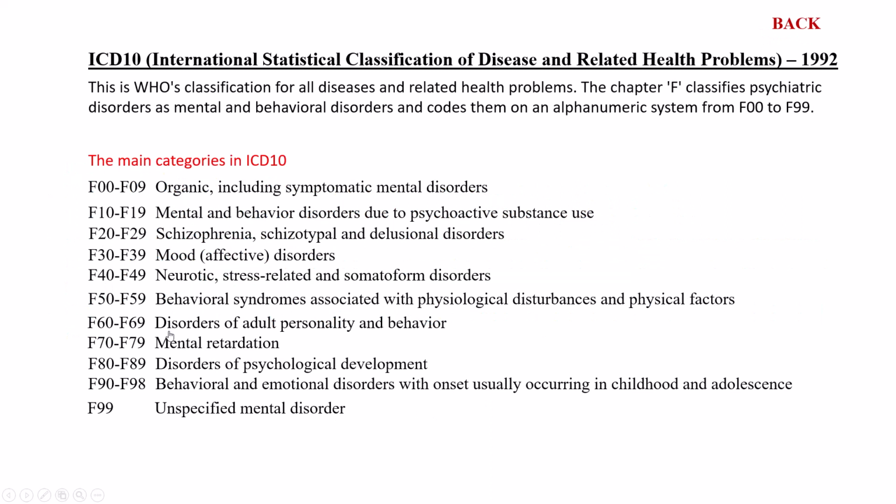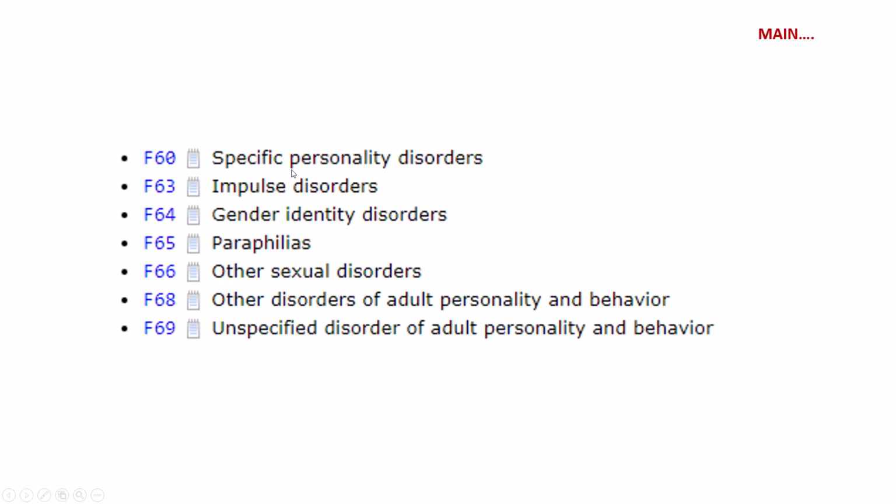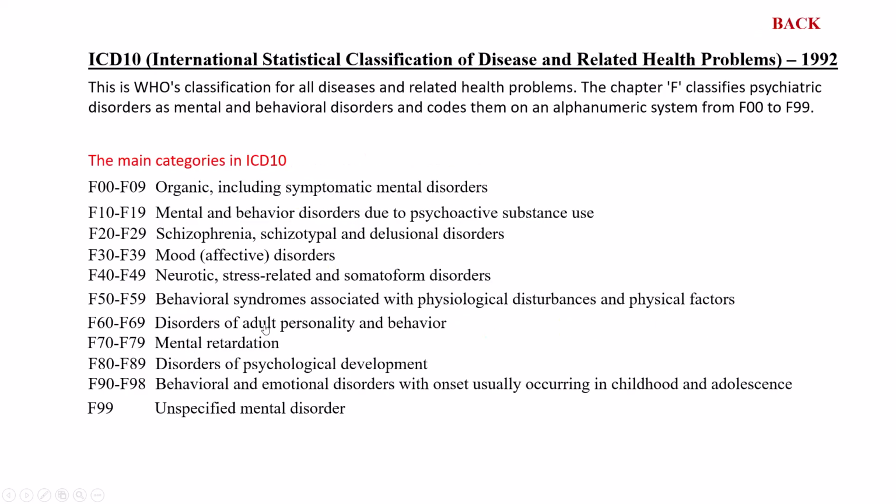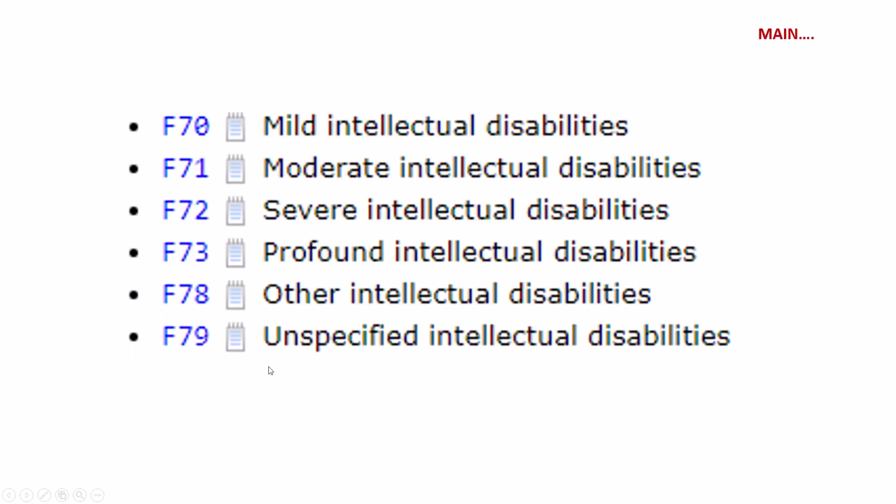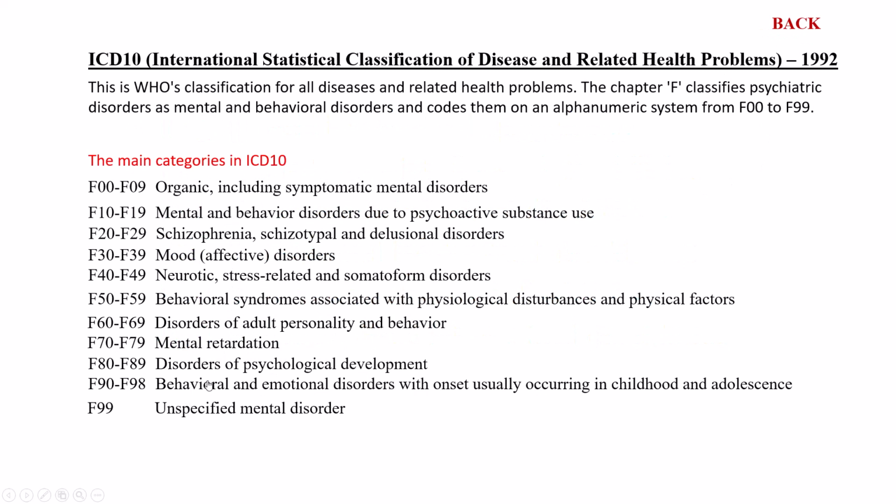And F60 to F69 is disorders of adult personality and behavior: specific personality disorder, impulse disorders, gender identity disorder, paraphilia and other sexual disorders come under adult personality disorders. Then F70 to F79 is mental retardation: mild, moderate, severe and profound. These are the main divisions seen in mental retardation.